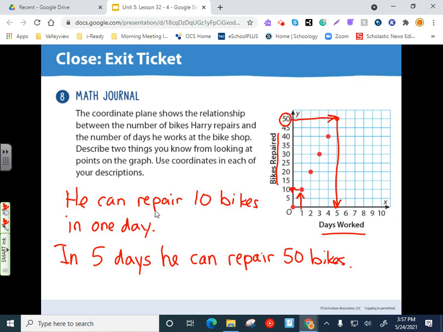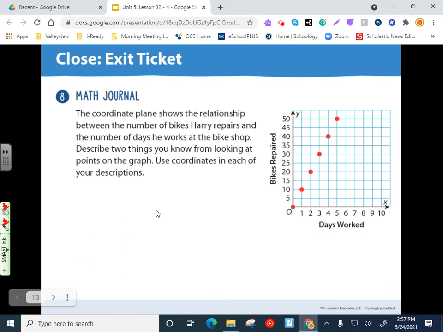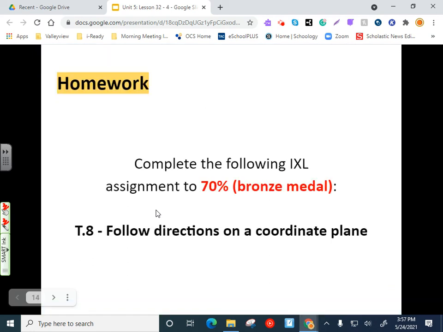So your homework for today is going to be T8, follow directions on a coordinate plane. And you only have to go up to 70% for that. If you have any questions or need some help, just let me know.